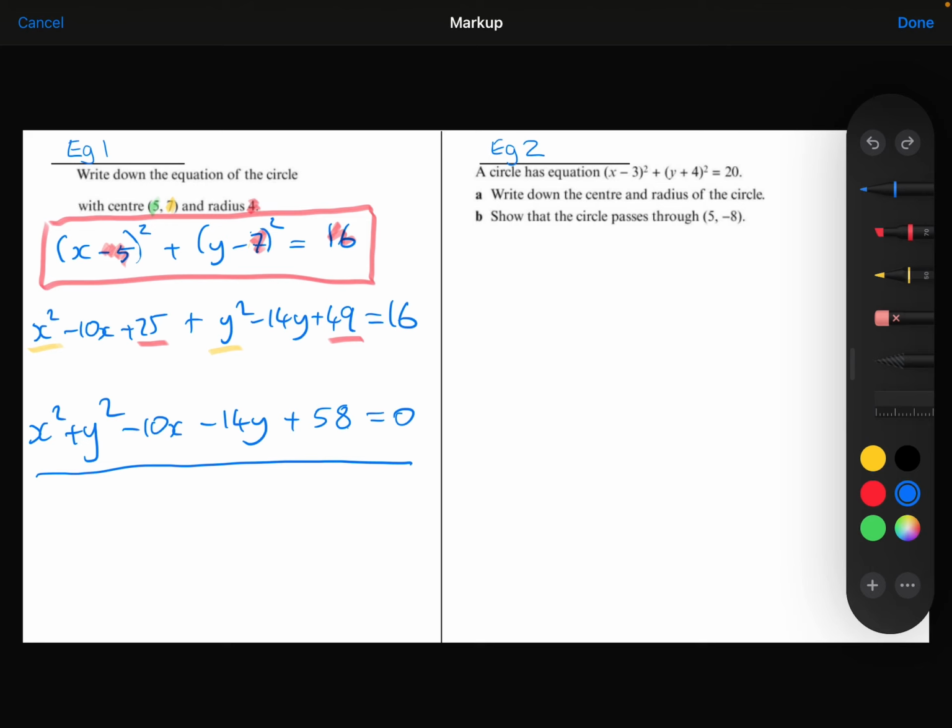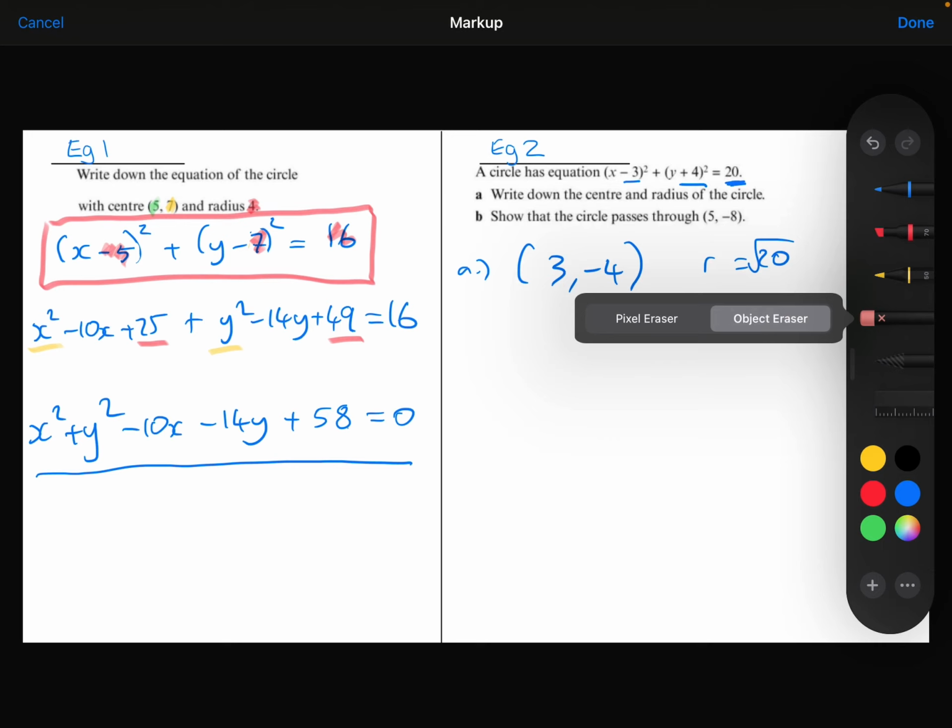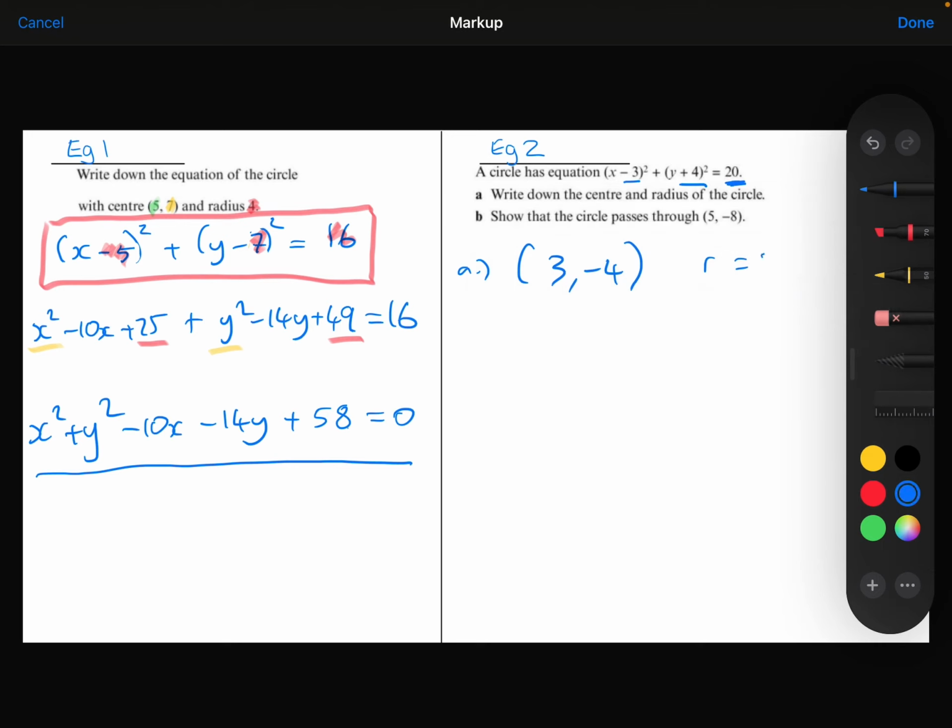Right, second example. A circle has the equation (x minus 3) squared plus (y plus 4) squared equals 20. We need to write down the centre and the radius. So the centre of this circle is positive 3, negative 4. The radius squared is 20, which means that the radius would be root 20, or we could simplify that to be 2 root 5. So that's the centre of the circle, and that's the radius of the circle.